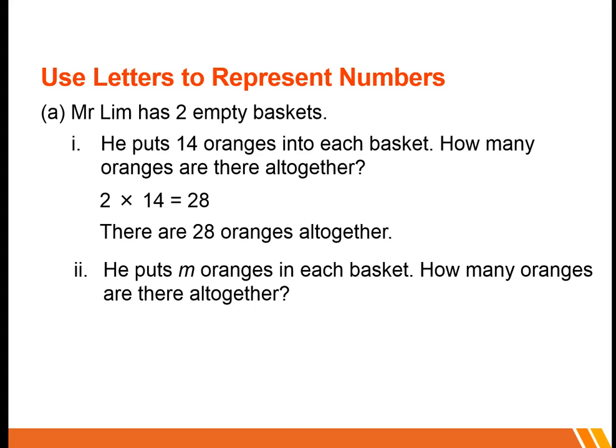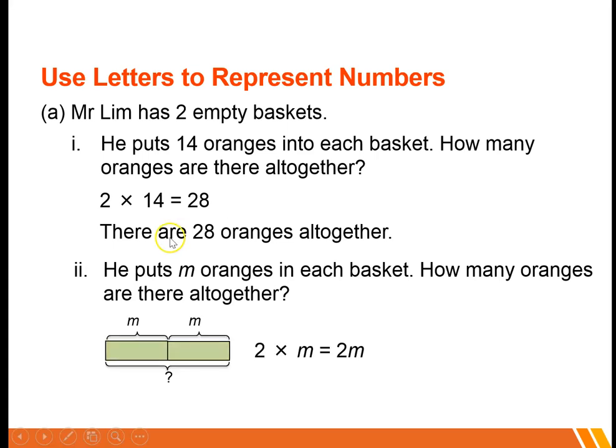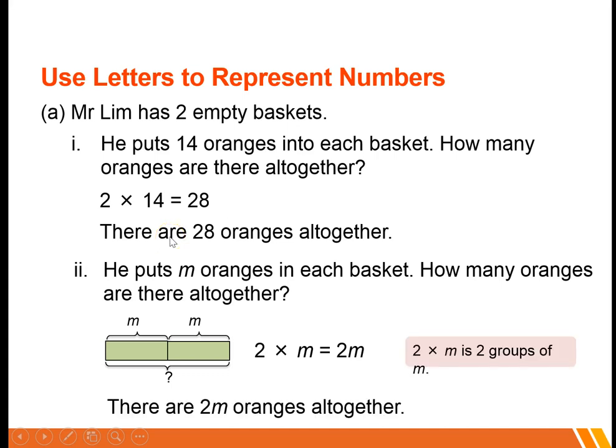Now, instead of 14, I tell you M oranges. The number of baskets is still 2. So each basket has M oranges. So 2 baskets means M plus M, right? Which equals 2M, or 2 times M will be 2M. So 2 times M is 2 groups of M. We can say that there are 2M oranges altogether.